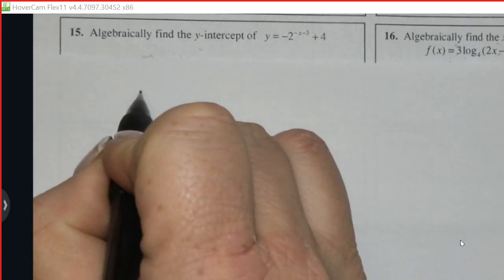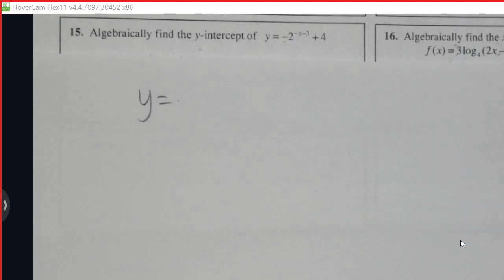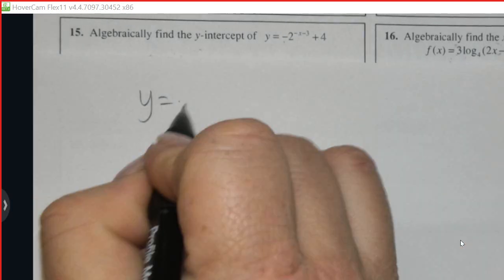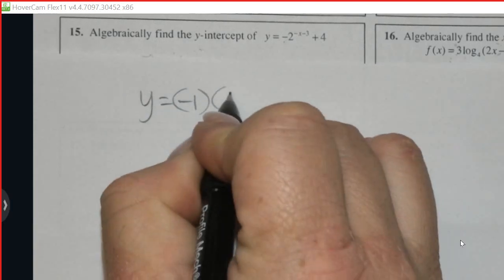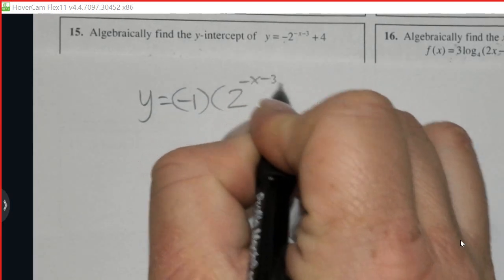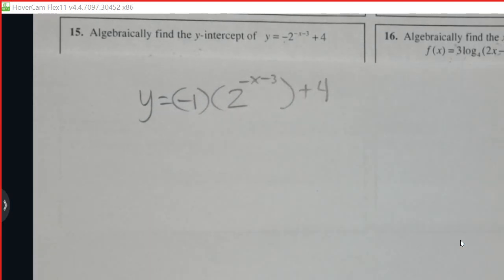Taking a look at number 15 from the Unit 7 review, I'm going to write this down: y equals, by the way, this is like a -1. If you see a negative sign in front, it's like -1 times 2 raised to the x minus 3 plus 4. Keep that in mind.